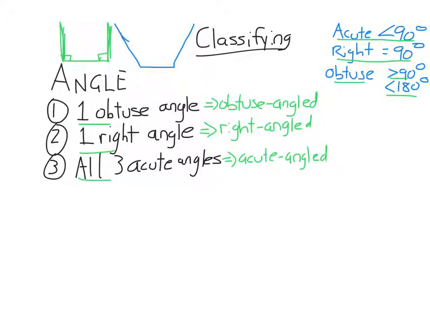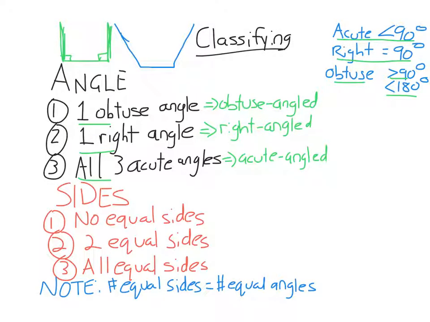It will either be obtuse angled, right angled, or acute angled. But that doesn't tell the whole story. There are other ways we want to classify triangles. What about the number of equal sides they have? So we also classify triangles according to how many equal sides they have.